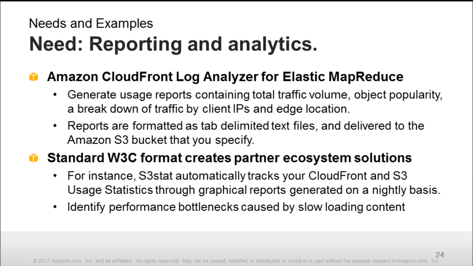There's a sample application built with Amazon's Elastic MapReduce. So you can generate these reports that would contain both the overall traffic volumes, the popularity of objects, a breakdown of that traffic both in terms of client IPs and the edge locations where those requests come in. You can see those reports both as tab delimited and delivered into whatever bucket you specify, as I mentioned before.